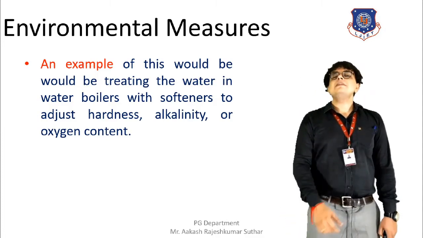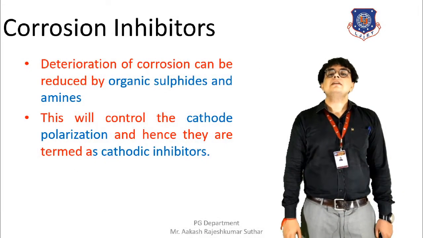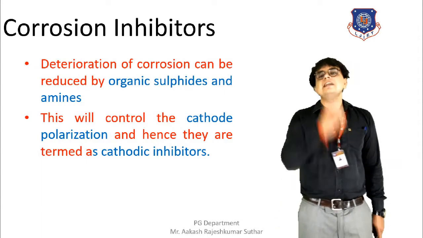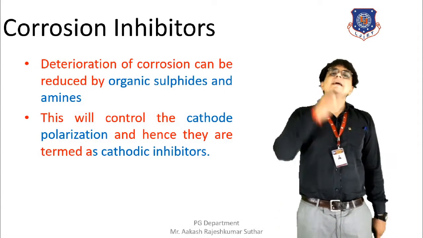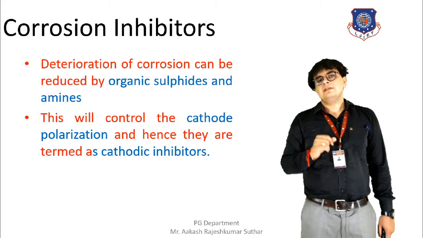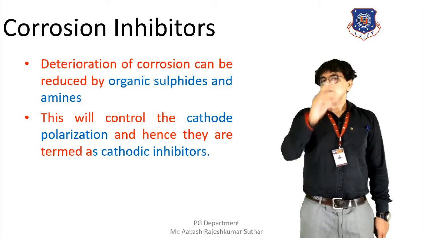So moving towards the next type of corrosion control, that is the corrosion inhibitors. We have certain inhibitors which suppress the chemical reaction, and by doing so, the occurrence of corrosion can be controlled.